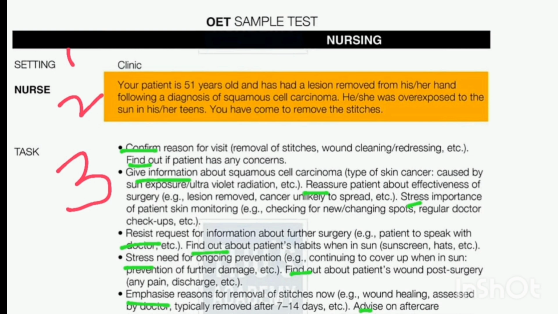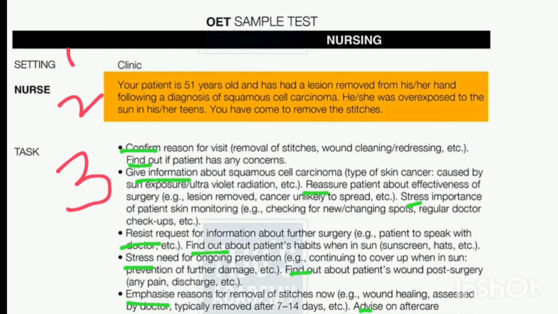So we can construct the full sentence like this. Good to hear that. Well, I'm here to clean your wound and redress it. Before we start, do you have any other concern? Now here the nurse says, I am here to clean your wound, because the patient is in the clinic, but the nurse can go to the patient to remove his stitches as well as clean his or her wound.